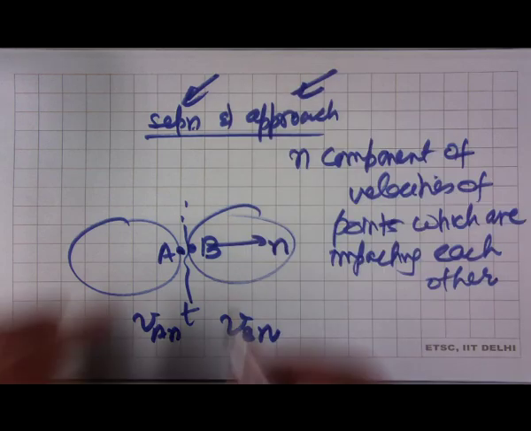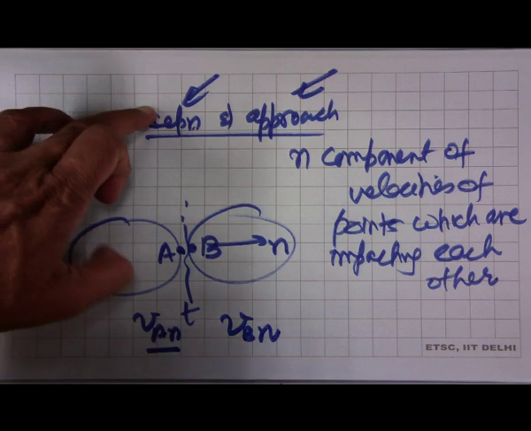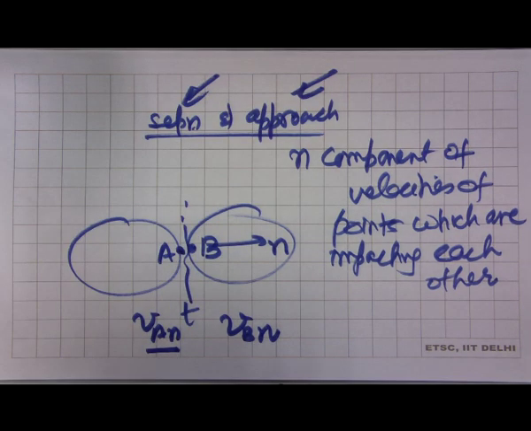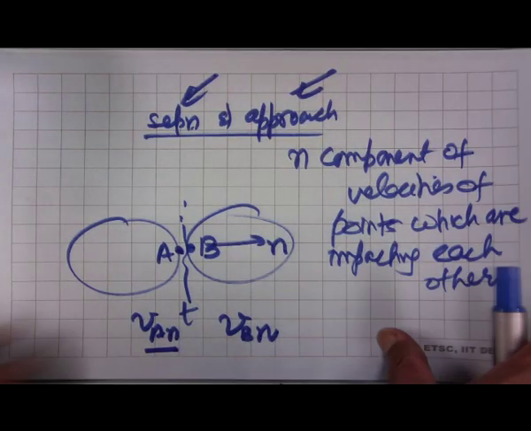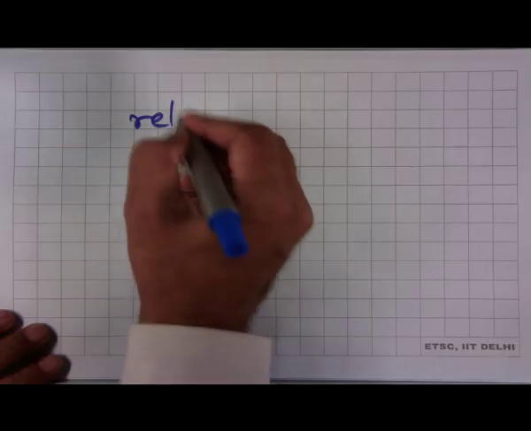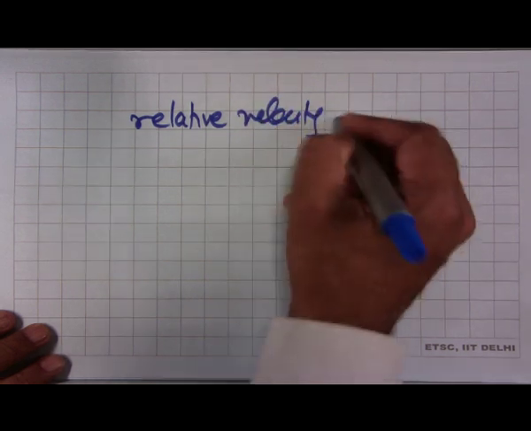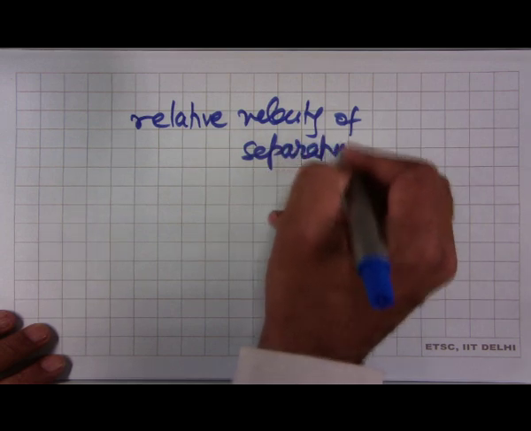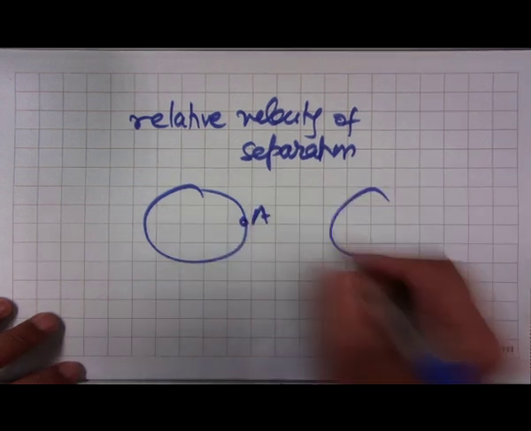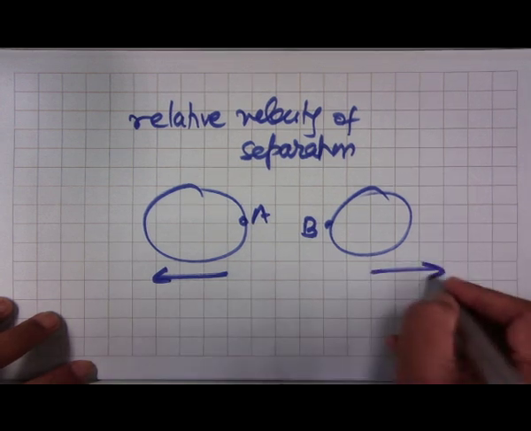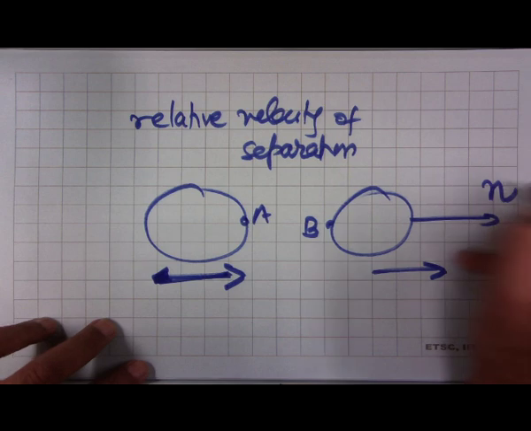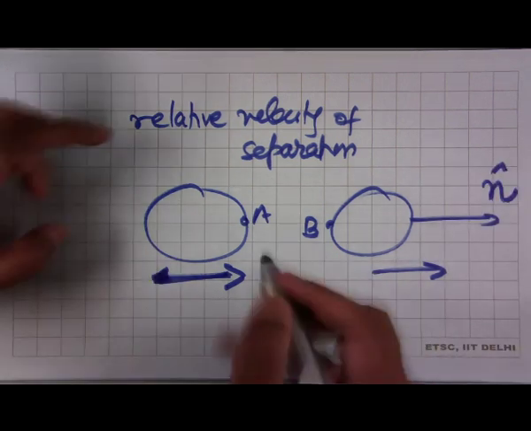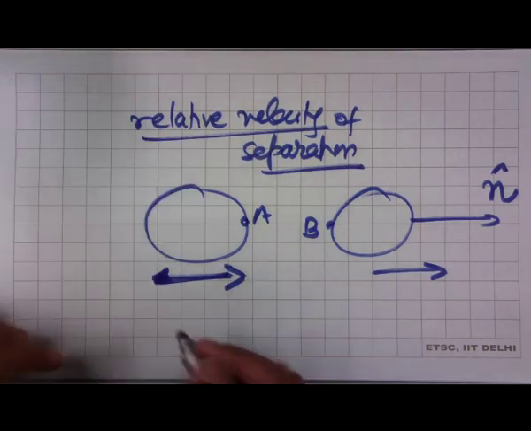When we talk of separation, that means I am talking of VAN final, and when I talk of approach, I am talking of VAN initial, and similarly VBN. Now there is one more term which I have written here, relative velocity. Now let us understand this also. When I say relative velocity of separation, let us understand this. So this is point A, this is point B, and this is just after impact, let us say, and what we have said is post impact we have assumed if this is the n direction, everything is positive.